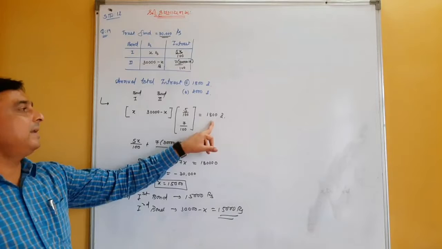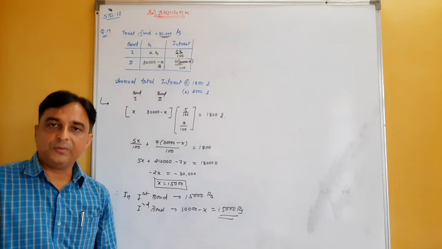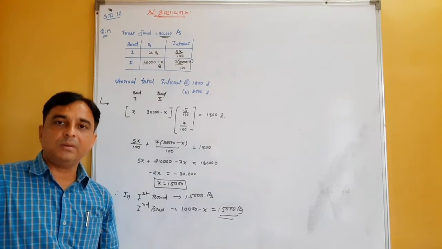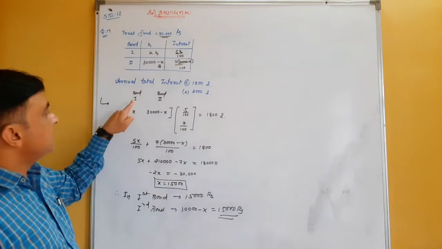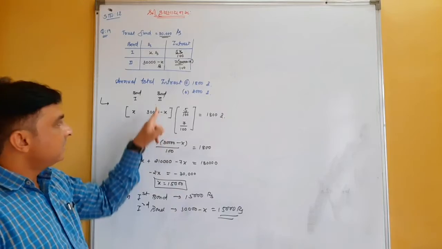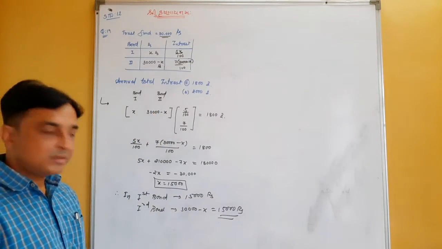To earn 1800 rupees total amount of interest, we have to keep 15,000 rupees in the first bond and 15,000 in the second bond.